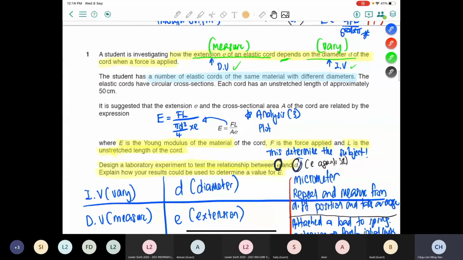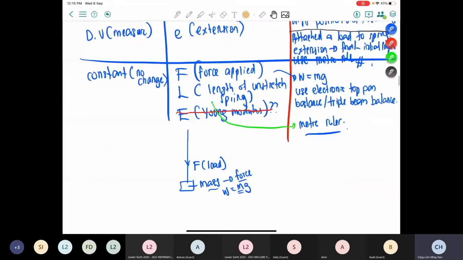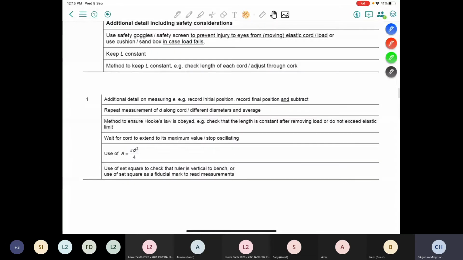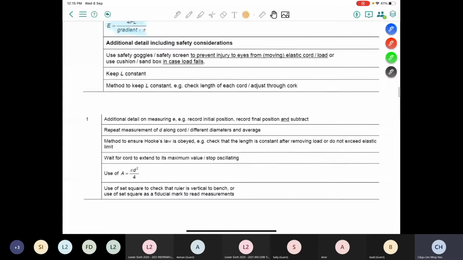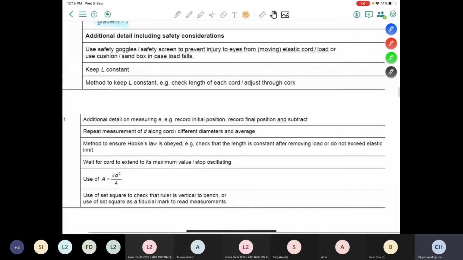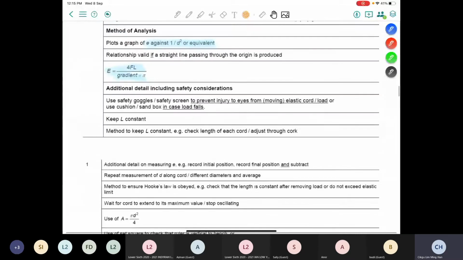Like just now, it is about a spring and a load. Maybe it can also fall and hit your hand, so you have the safety precaution done there. For example, this additional information: wear safety goggles to prevent injury to the eye because the elastic cord is moving, or you can put a sandbox.